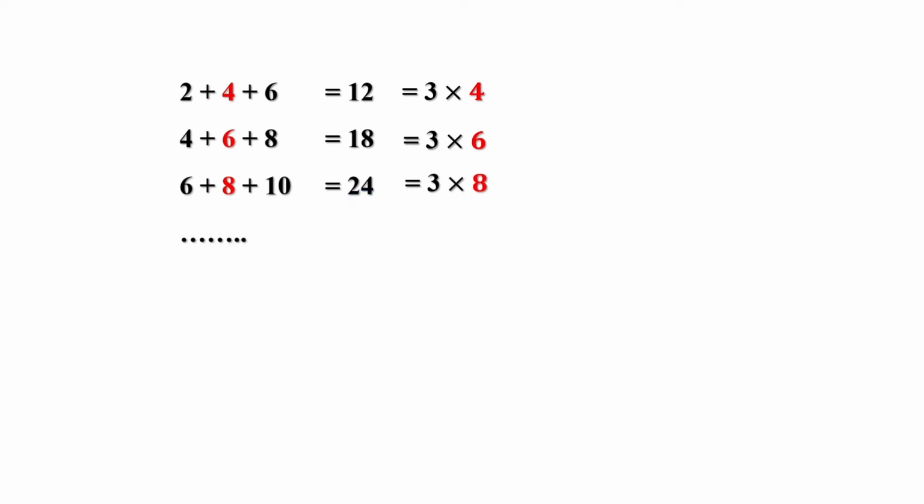Let us take some other three consecutive even numbers. 22 plus 24 plus 26 equal to 72. What is 3 into 24? That's also 72. Now let us check using algebra.